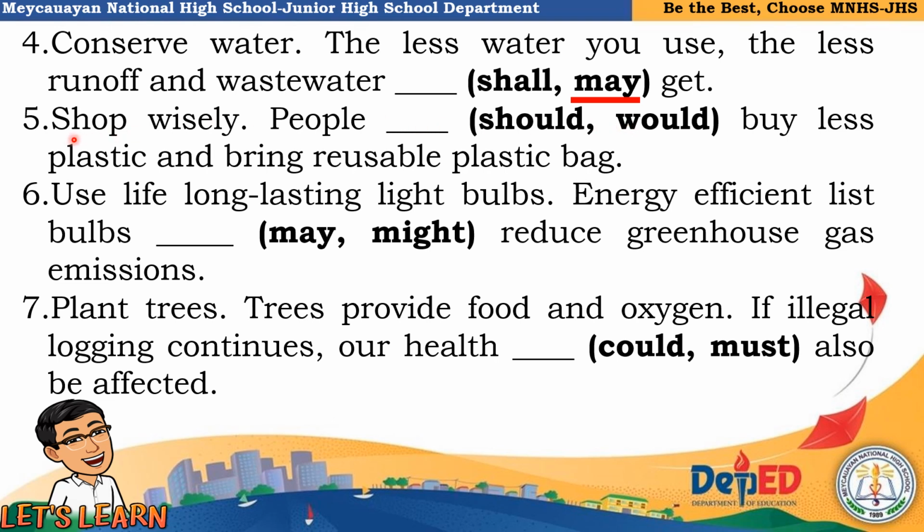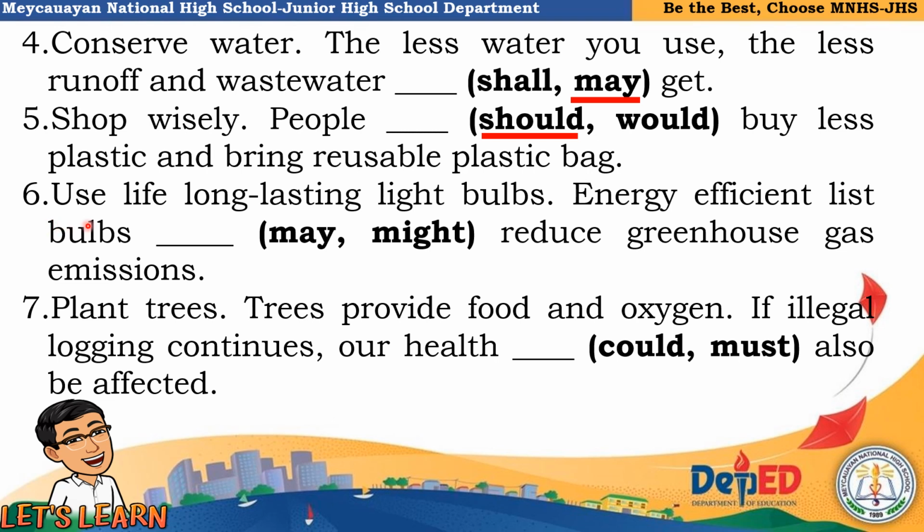Number 5, shop wisely. People would buy less plastic and bring reusable plastic bags. Should or would? 5 seconds to answer. The answer is should, because it portrays advice or recommendation to buy less plastic and bring reusable plastic bags when doing shopping.